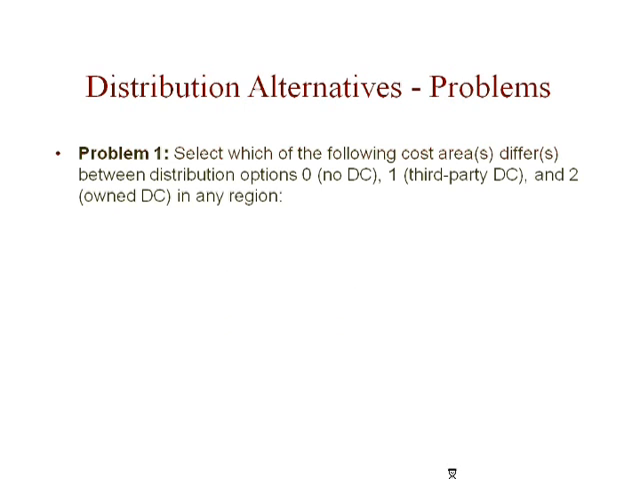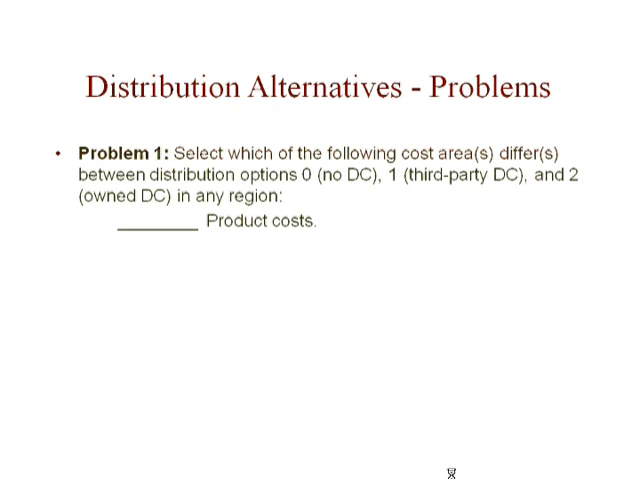So let's look at, first of all, getting a basic understanding of the different costs associated with option 0, 1 and 2. And the idea is to bring up some of the points that have been discussed in Link's manual in the form of some problems. So problem 1 here is to select which of the following cost areas differ between distribution option 0, which is no DC, option 1, which is a third-party DC, and option 2, which is owned DC in any region.